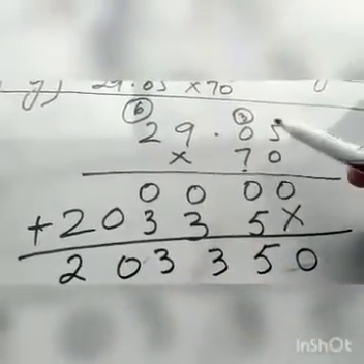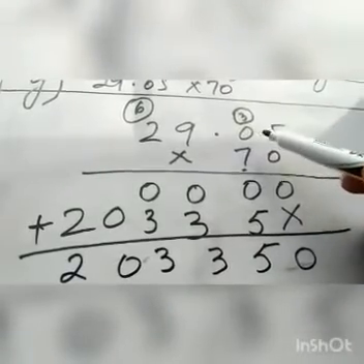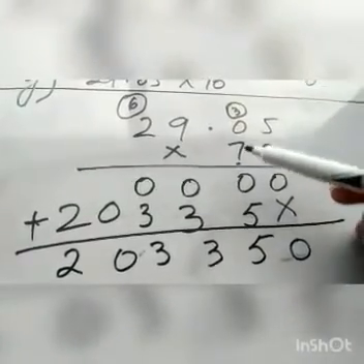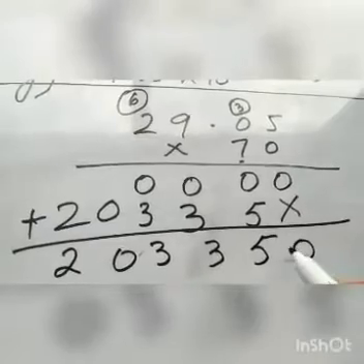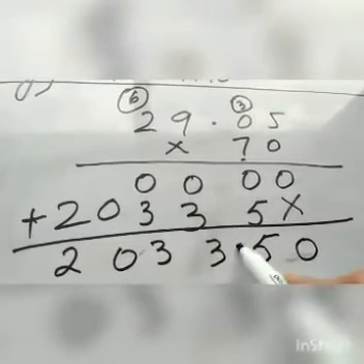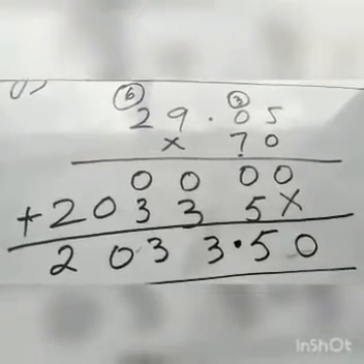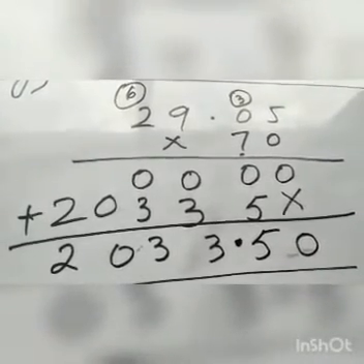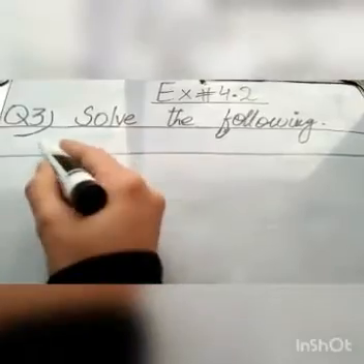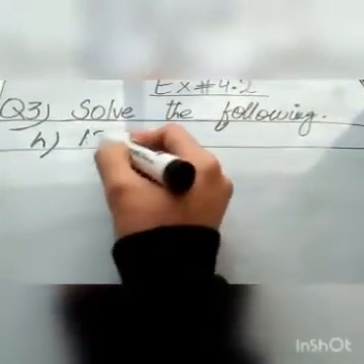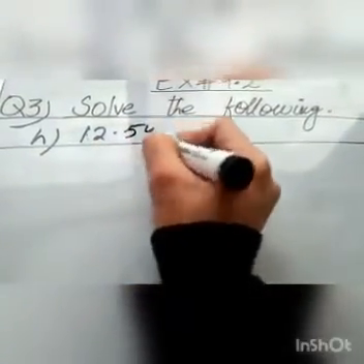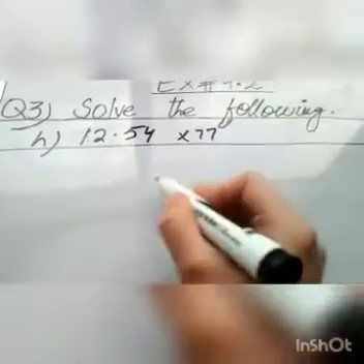Need to put decimal point 1, 2. Okay, 2-digit right or behind the decimal, that is our decimal point. 1, 2. We can put our decimal point. The answer is 2033.50. Part H. 12.54 multiply 77.